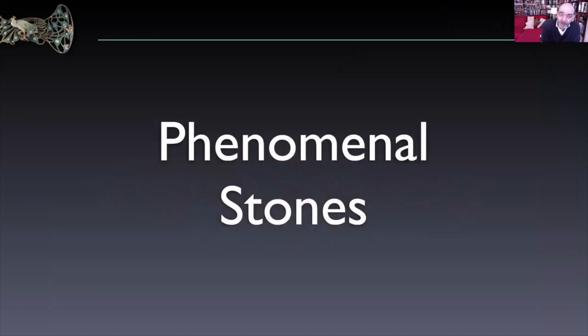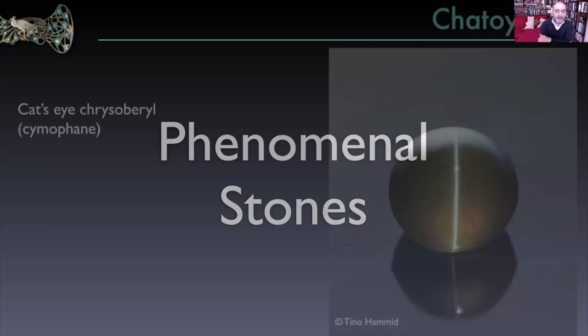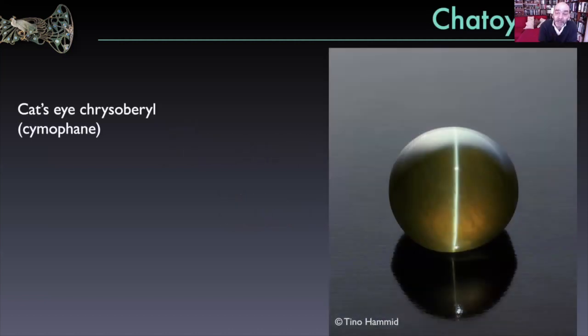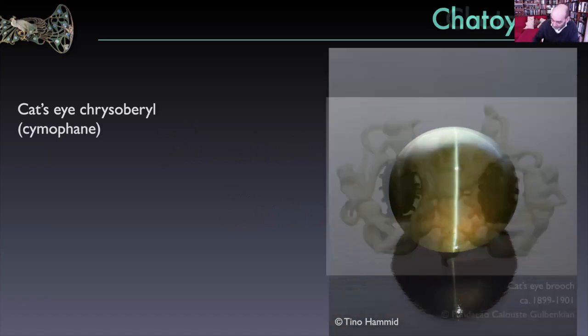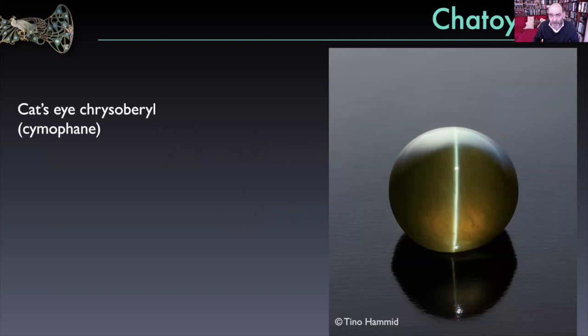Phenomenal stones, not because they are phenomenal, but because they have optical phenomena. That's why I call them phenomenal stones. I could say gem materials with special optical effects, but phenomenal is more romantic. Okay, let's talk about the first phenomenon, chatoyancy, which is the cat's eye effect that you can see there on an outstanding chrysoberyl and a delightful photo by the late Tino Hamid.